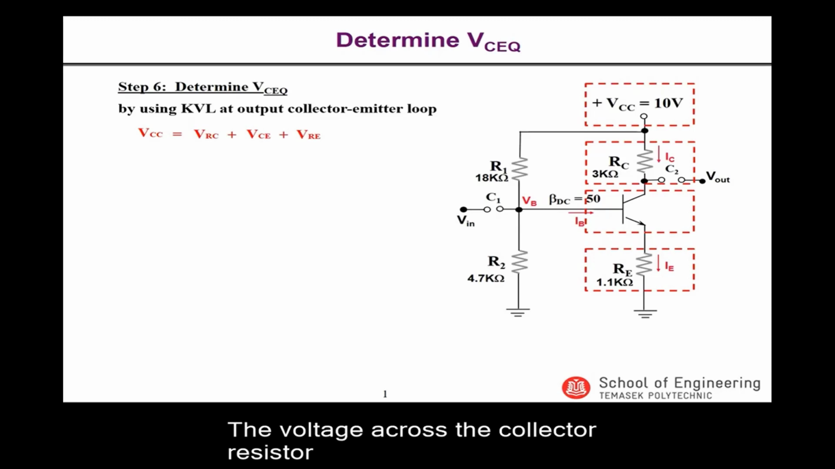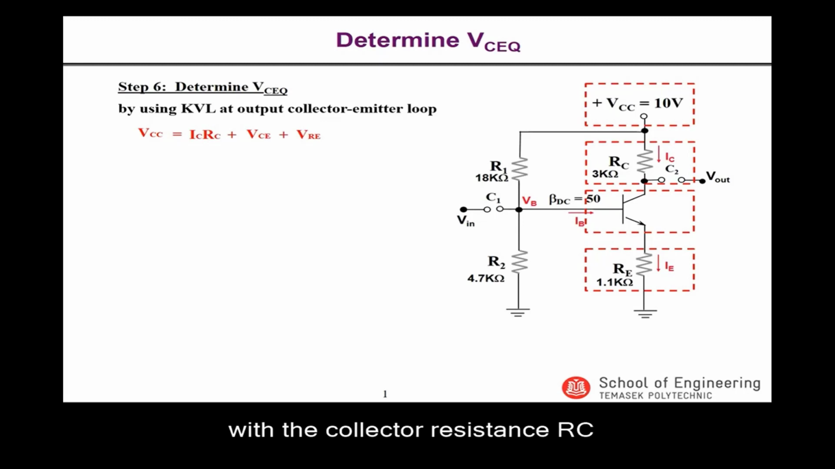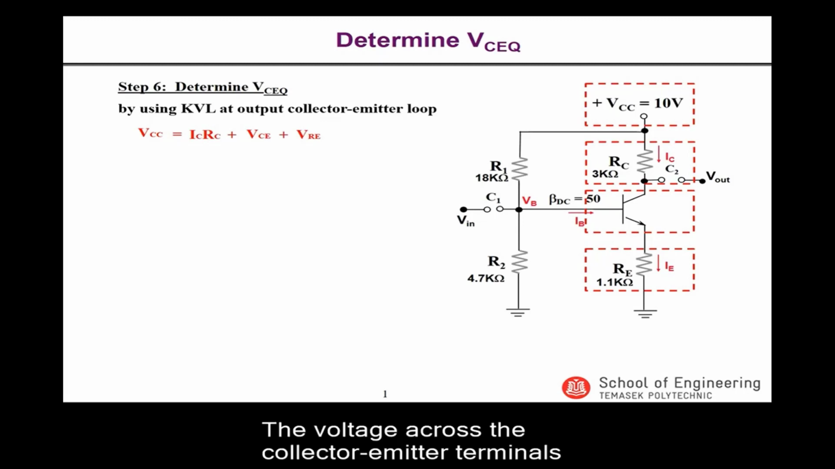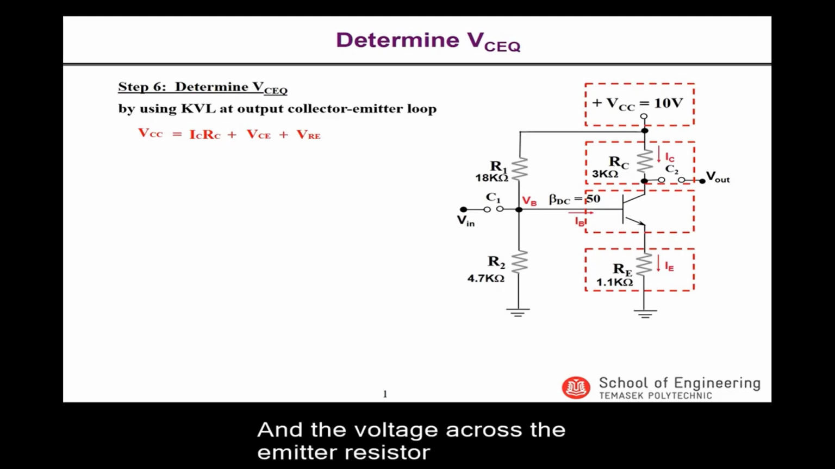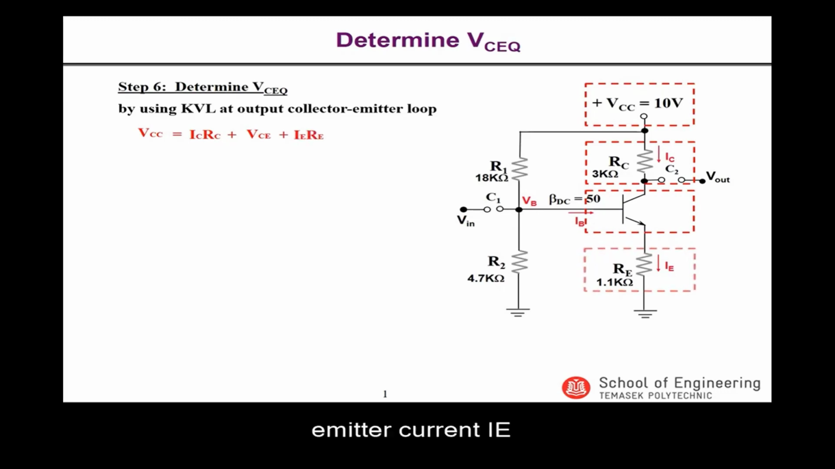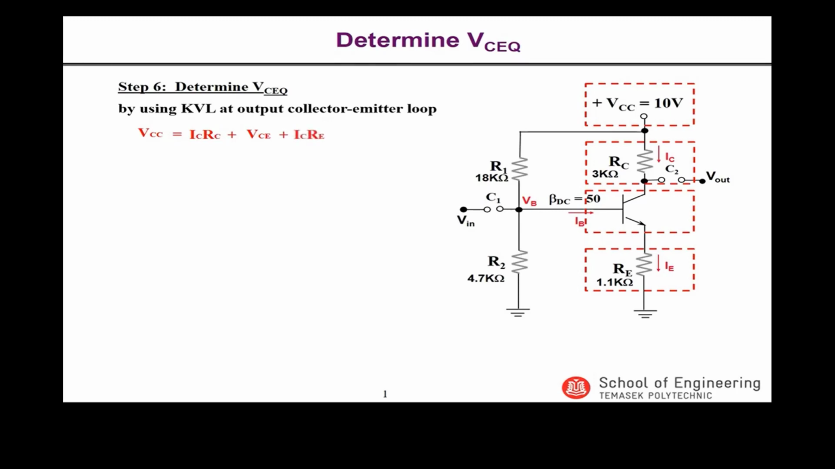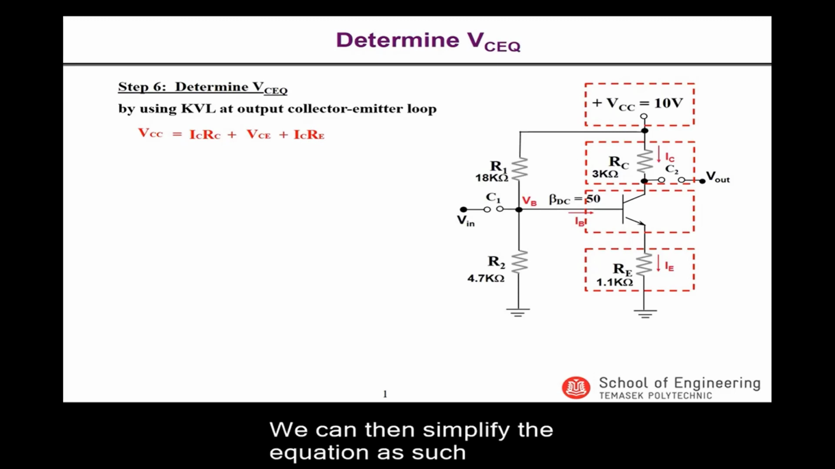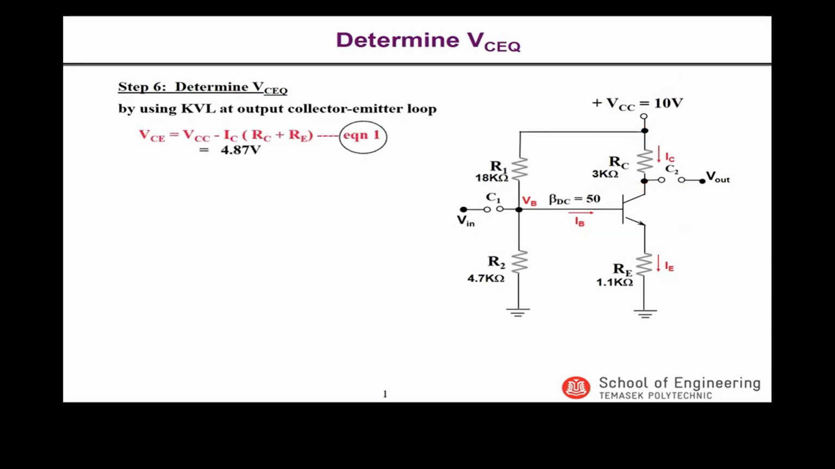The voltage across the collector resistor is derived by multiplying collector current IC with the collector resistance RC. The voltage across the collector emitter terminals is VCE. And the voltage across the emitter resistor is derived by multiplying emitter current IE with the emitter resistance RE. Since the emitter current is the same as the collector current, we replace it with IC. We can then simplify the equation as such.